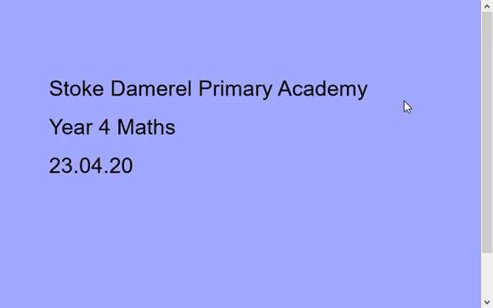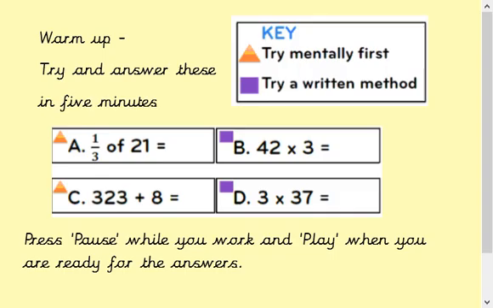We're going to start off this morning with our usual 5-minute warm-up. 4 questions, 2 triangle questions will be answers to do in your head. Square questions will be answers that you can jot down on a piece of paper. Press pause while you're working, and then when you're ready, we can press play and we'll go through the answers together. Okay, press pause now.